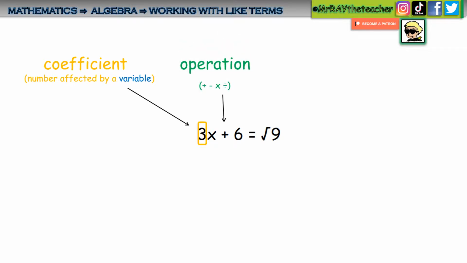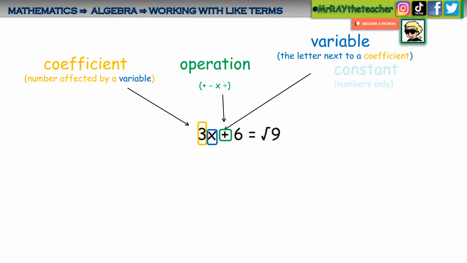The operation is what we do. They're your BODMAS thing, your operations. There's a green box there. Variable is the letter next to a coefficient. So there's the blue box there.